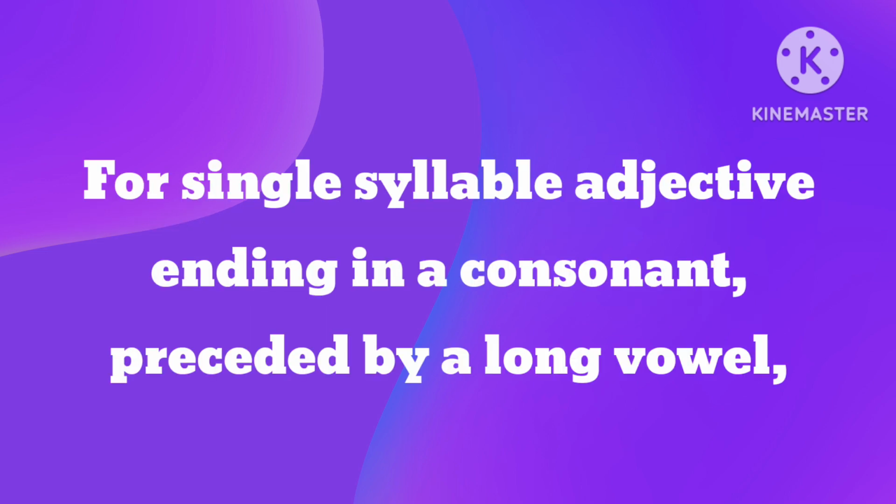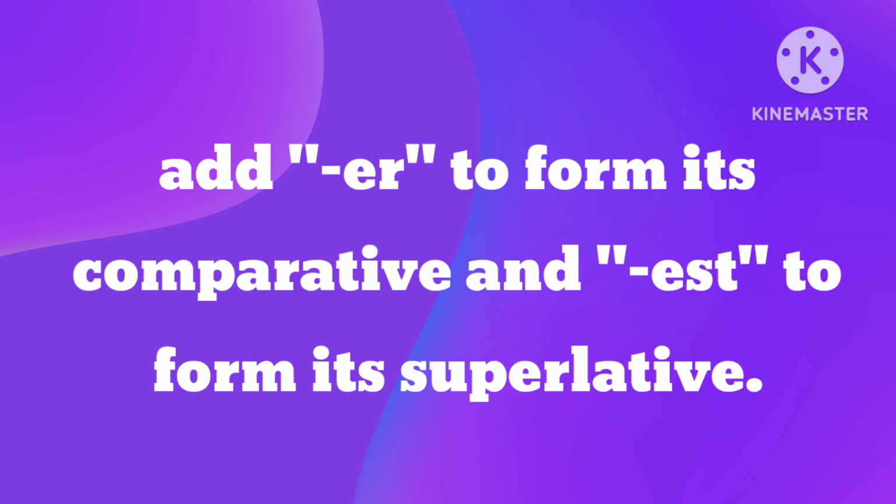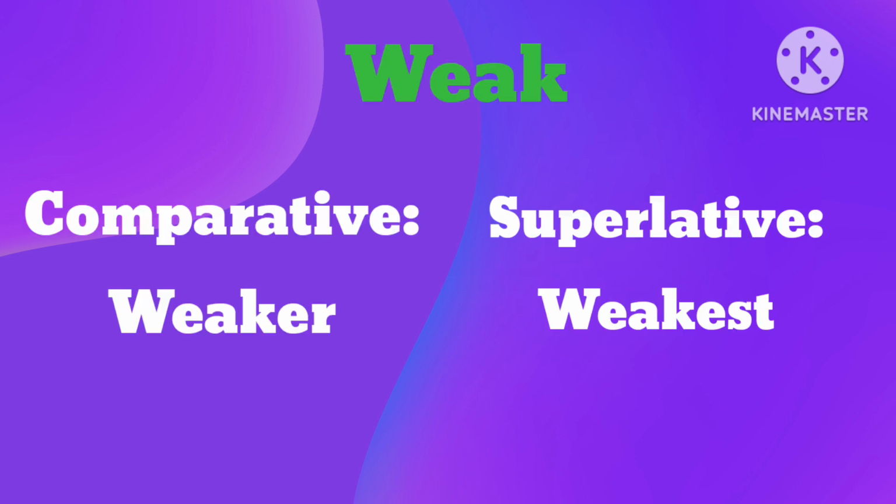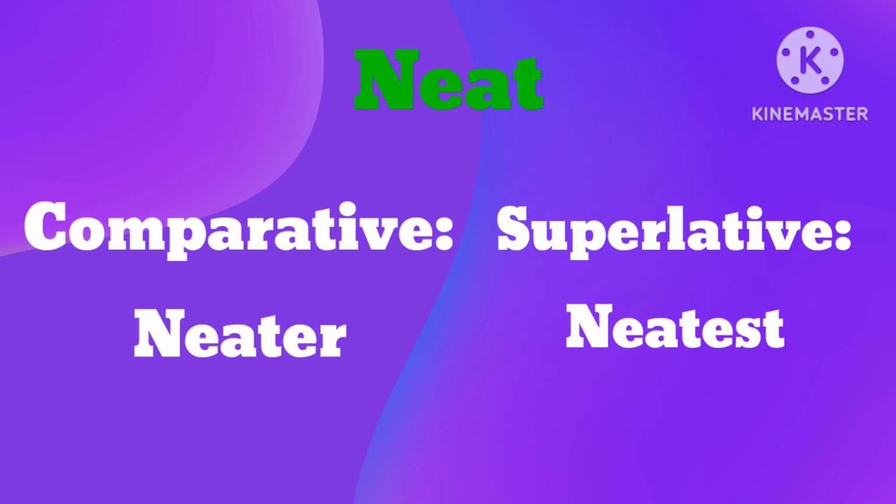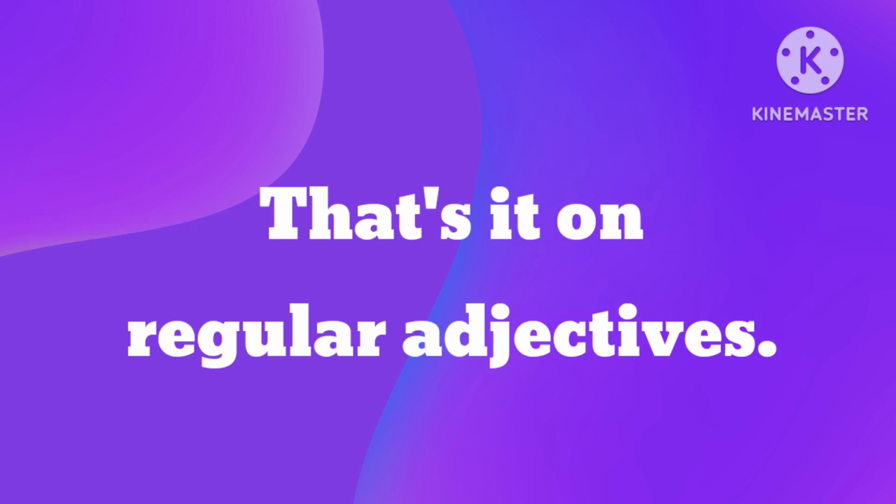For single-syllable adjective ending in a consonant, preceded by a long vowel, add er to form its comparative and est to form its superlative. Examples: weak. Comparative, weaker. Superlative, weakest. Neat. Comparative, neater. Superlative, neatest. That's it on regular adjectives.